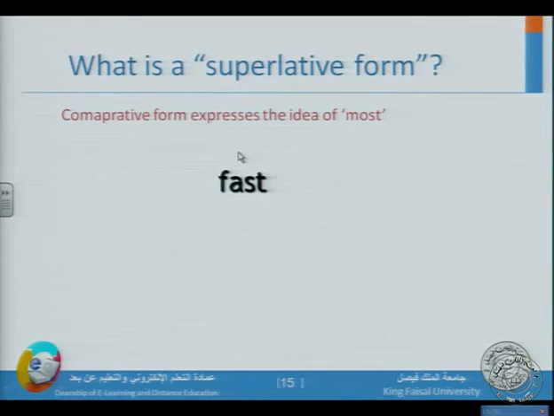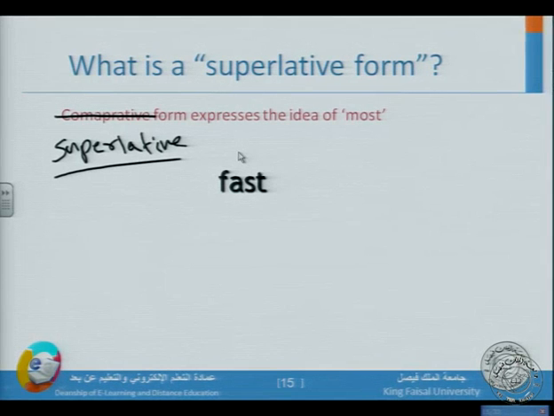Now, what is a superlative form? طبعا هنا نبدأ comparative with superlative form. What is a superlative form of an adjective? Superlative form expresses the idea of most.